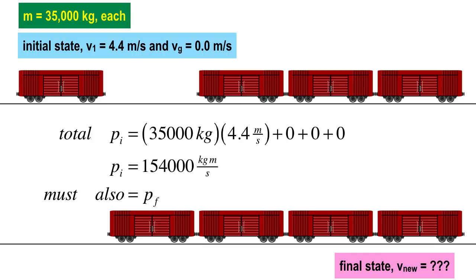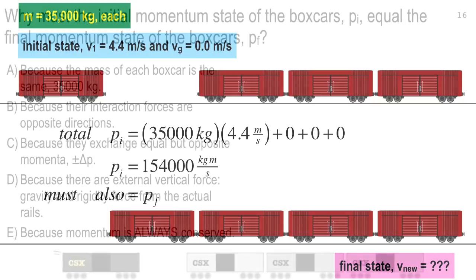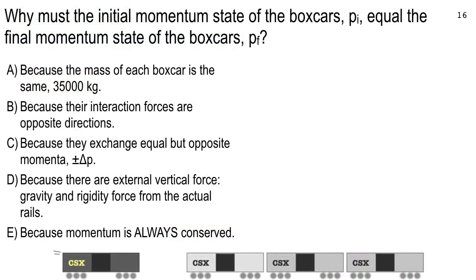So clicker questions, if you please. Multiple choice. Here we go. Get your clicker on. Get your brain on. Why must the initial momentum of the boxcars, P subscript i, equal the final momentum of the boxcars? If you've done your reading in chapter 4, I don't even want to look for a show of hands. If you've done your reading, you know the answer to this. Or you can figure it out. If you haven't done your reading, I've caught you napping.